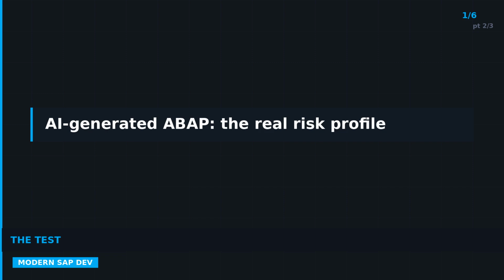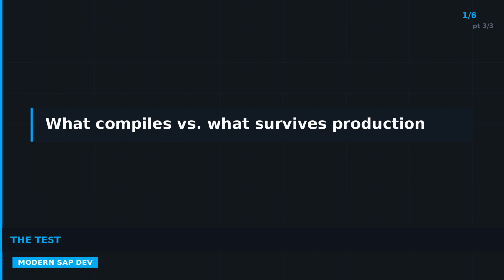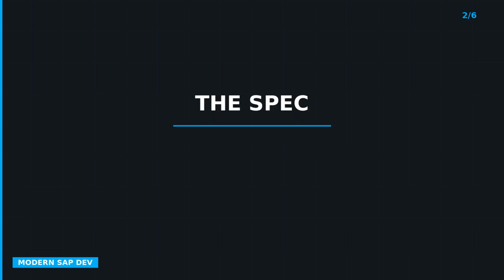Here's the spec I gave it. Word for word what a consultant would drop in a ticket. Read open purchase orders from EKKO and EKPO. Sum net value by vendor. Respect the user's purchasing org authorization. Output an interactive ALV grid.